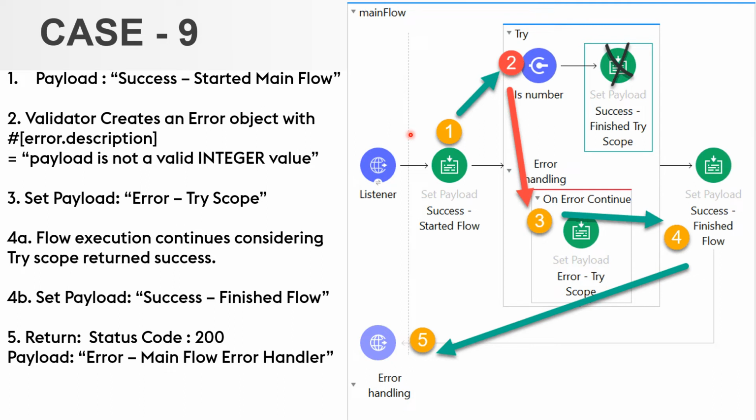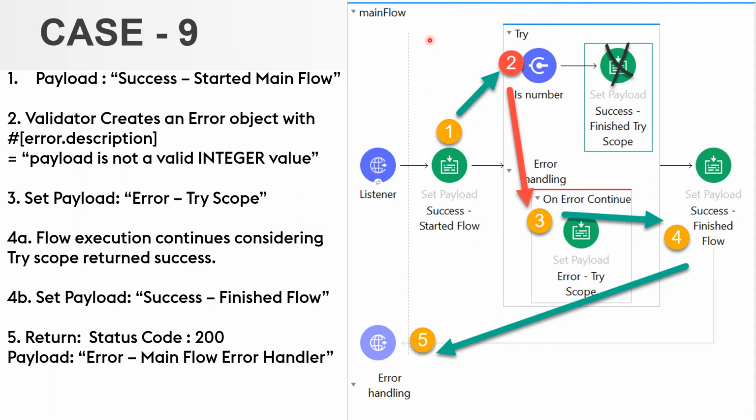It will pass control to your error handling within the try block, because here we have given the error handling within try block. So it will not execute this set payload where we are setting success finish try scope. It will go to here, but here what we are doing in error handling is we are writing on error continue. So if we write on error continue and set payload to error try scope, the execution will not go back to client. What it will do is this try block as a whole, it is considered as a success.